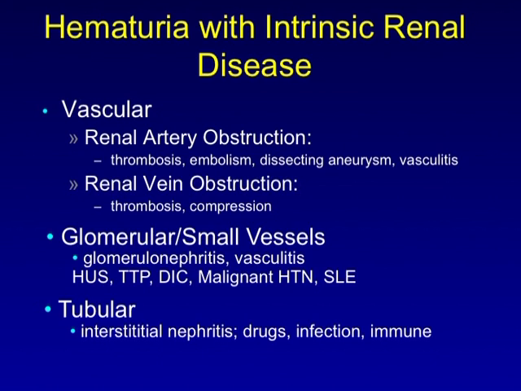Glomerulonephritis and vasculitis would be inflammation of the small vessels within the glomeruli, and can also be seen with hemolytic uremic syndrome, thrombotic thrombocytopenic purpura, disseminated intravascular coagulation, etc. And as I alluded to, you can see hematuria from tubular causes. So a tubular interstitial nephritis can certainly cause some hematuria.